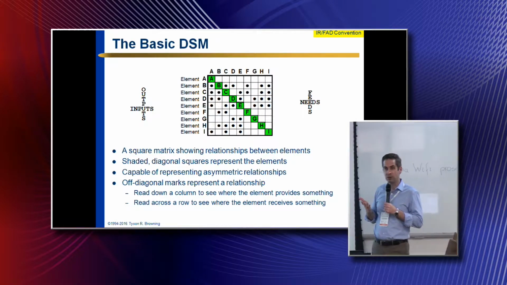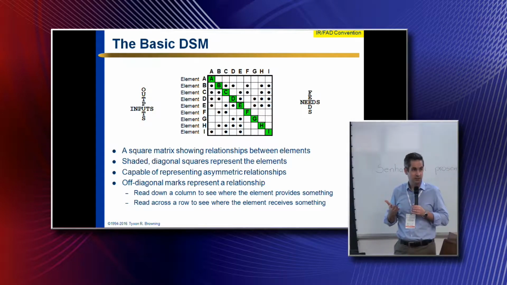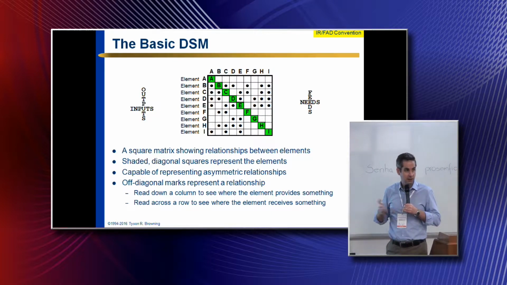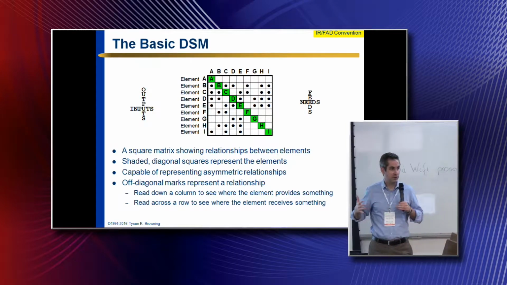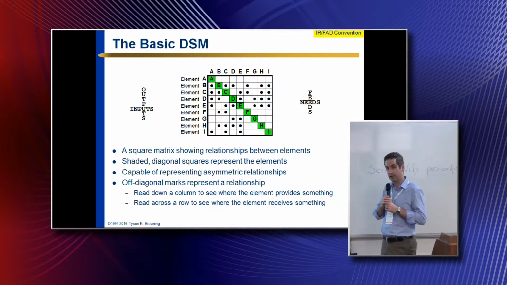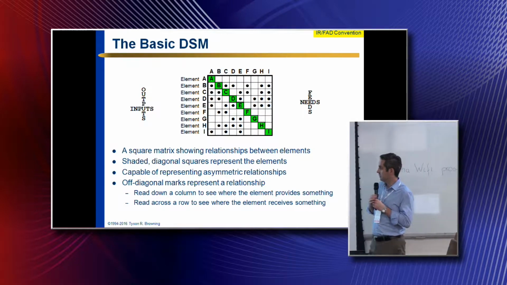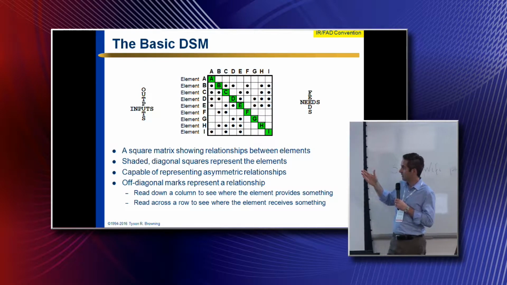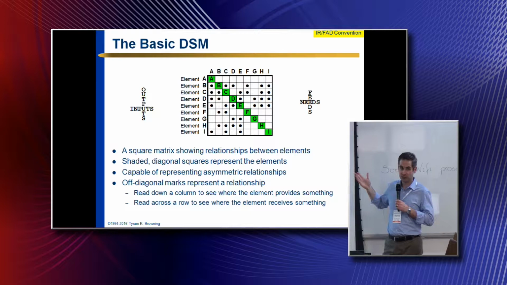If it's not a process DSM, if it's a product DSM, it could be some kind of connection, some kind of material flow, some kind of energy transfer. So there's all different kinds of potential relationships we might want to model. But here with the DSM, those relationships are directional.